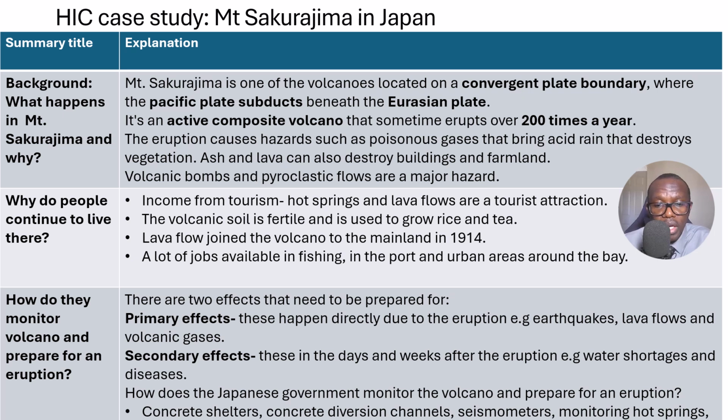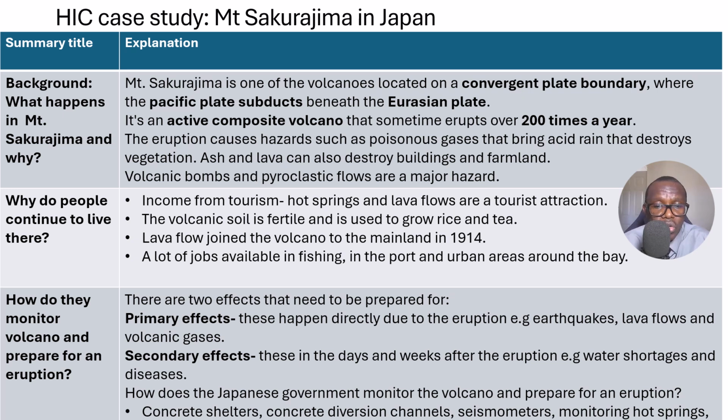So it's one of the volcanoes located on a convergent plate boundary where the Pacific plate subducts beneath the Eurasian plate. As we said, when we have subduction taking place, or a destructive plate boundary like there is in this case, the volcanic eruptions are normally quite intense and quite explosive. So it's an active composite volcano that sometimes erupts over 200 times a year. Now that is quite frequent. That obviously will beg the question why people continue to live there, but we'll go on to that a little later on.